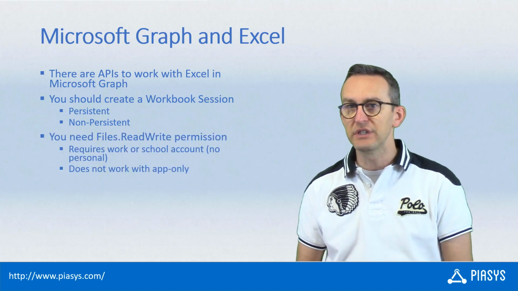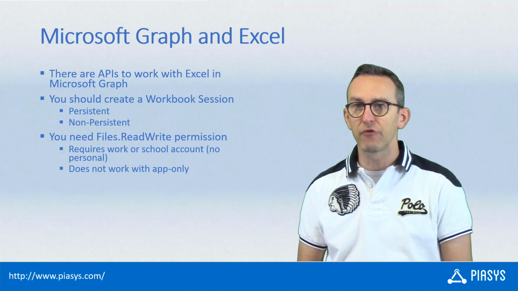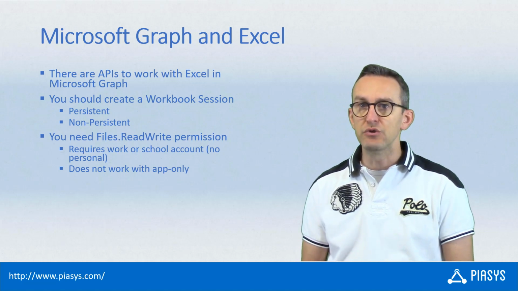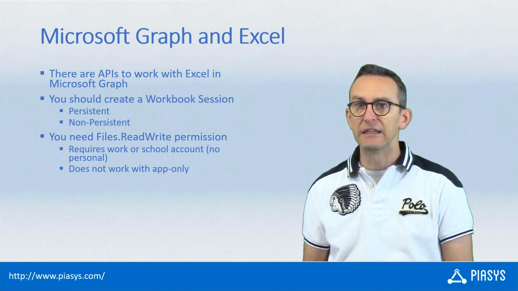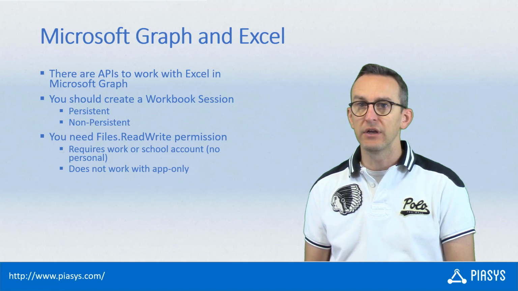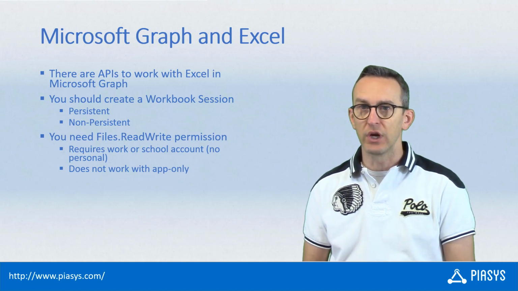In order to use the Excel APIs with Microsoft Graph, you need to have the files read and write permission, and you need to use a work or school delegated token. You cannot use an application only or a personal account token.